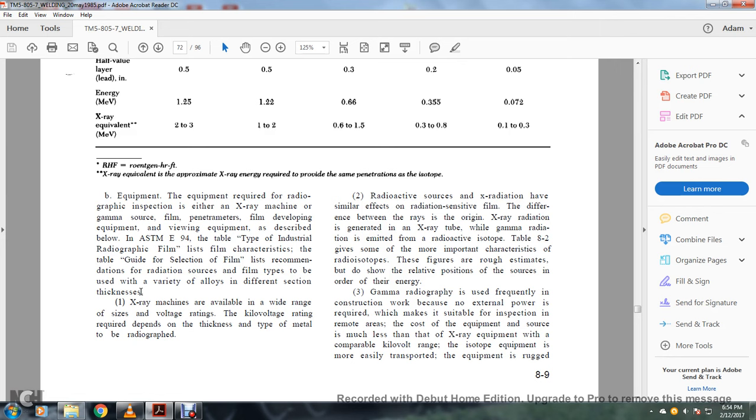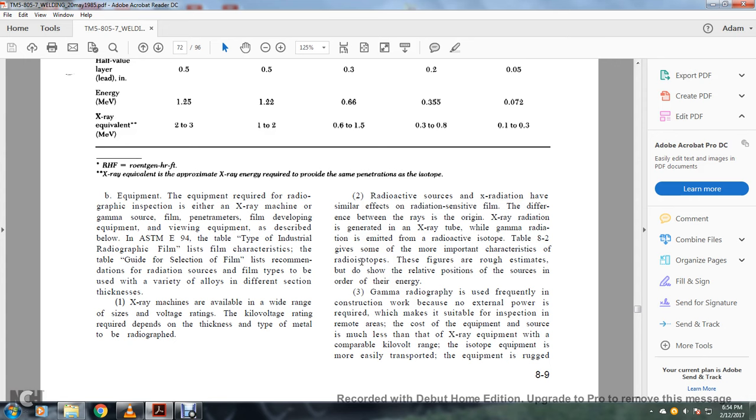X-ray machines are available with a wide range of sizes and voltage ratings. The kilovoltage rating required depends on the thickness and type of the metal to be radiographed. Radioactive sources of gamma radiation are similar in effect to the X-ray radiation system. The difference between X-rays and gamma rays is that X-ray radiation is generated with an X-ray tube, while gamma radiation is emitted by a radioactive isotope. This gives some of the more important characteristics of the isotope.